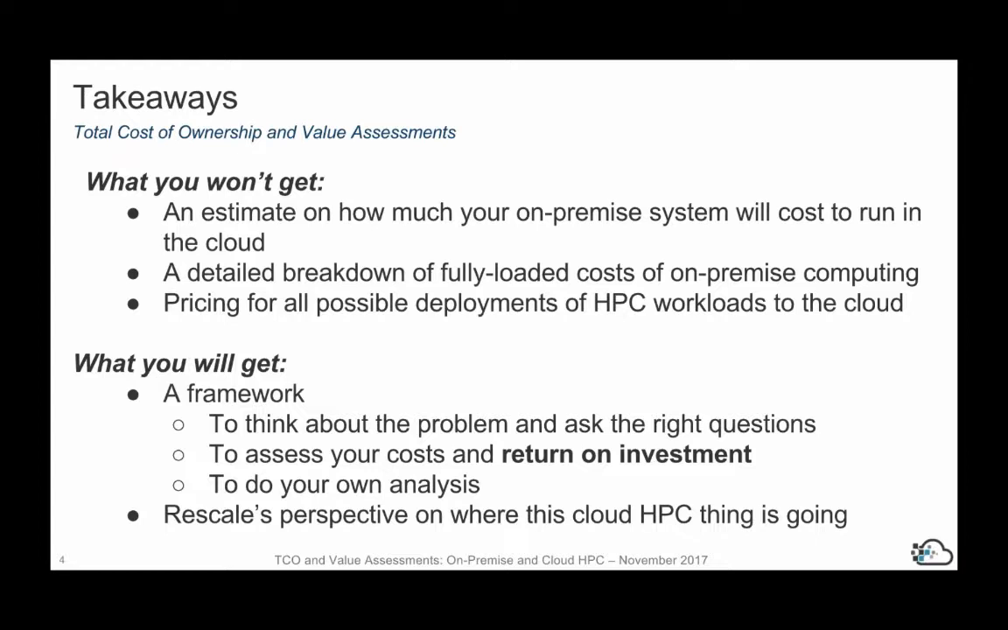Next, you won't get pricing for all possible deployments of HPC workloads to the cloud. The mix of on-premise versus cloud will be different for everyone, so there's no boilerplate answer here. What you will get is a framework to help your organization think about the issue and do its own analysis. We'll talk about how to ask the right questions, and we'll talk about how to assess costs, and more importantly, return on investment. Lastly, you'll get Rescale's perspective on where this whole cloud HPC thing is going.